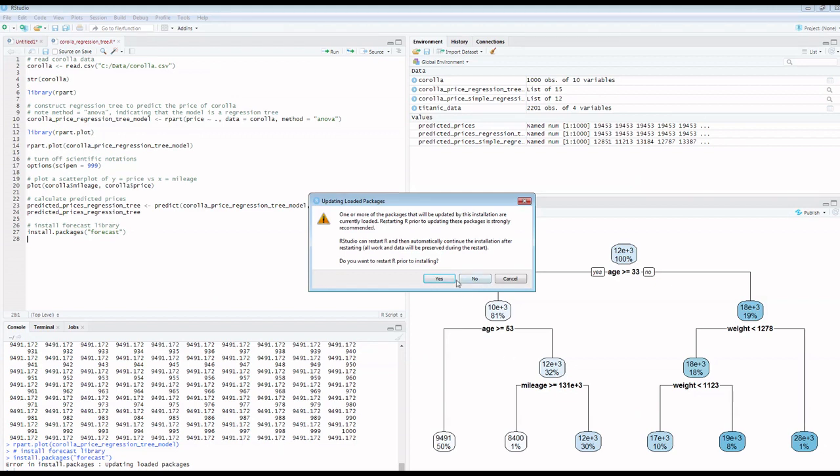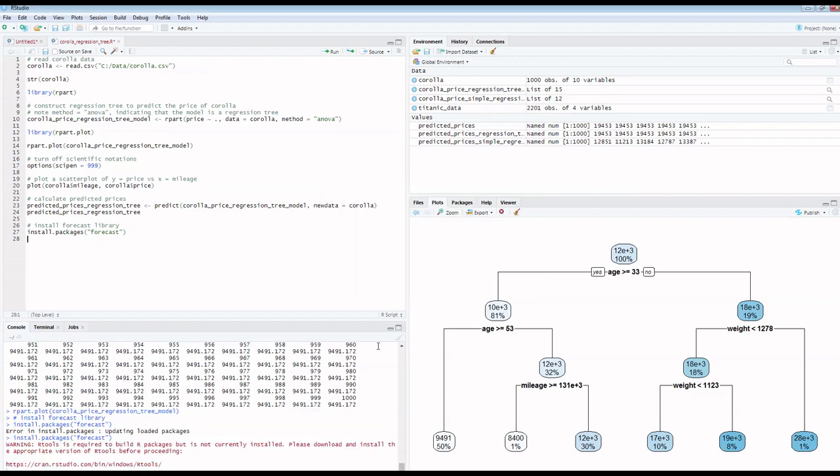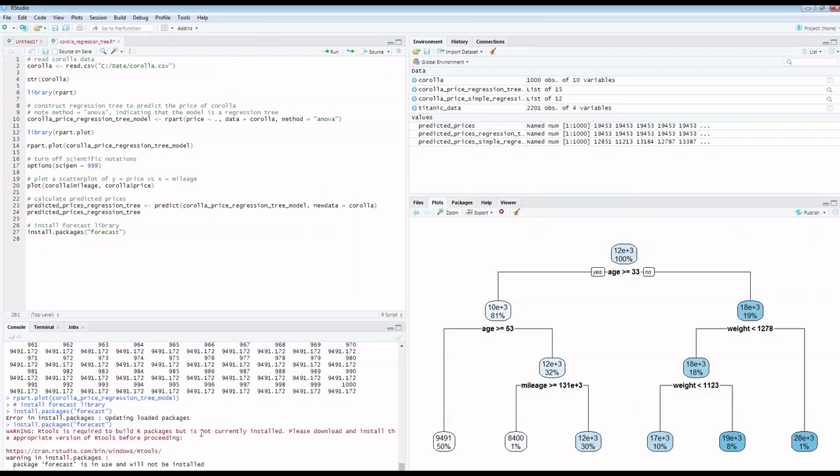Well, I already installed it, but they want to restart R prior to installing. No. Okay, and it's going to take some time actually. It will apparently download a whole lot of different libraries. Well, in my case, it's already installed. But in your case, when you run this line for the first time, don't be surprised if it takes you a minute or two, because the library calls other libraries, so it will download everything that it needs.